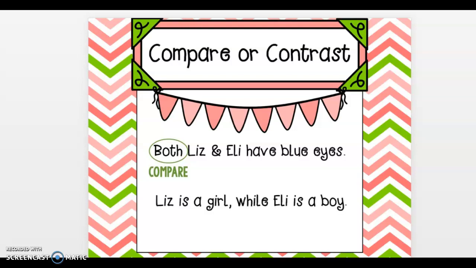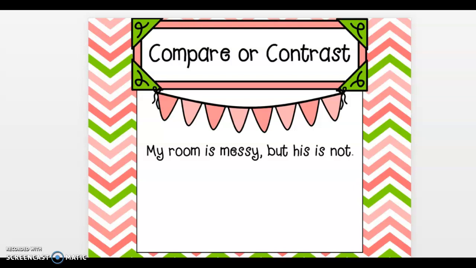Okay, next sentence. Liz is a girl while Eli is a boy. What is the clue or hint word? While. Okay, and is it comparing or contrasting? That is correct. It is contrasting because it's saying Liz is a girl and Eli is a boy. Next sentence. Sorry, the dogs are being noisy. Tuck, stop it. My room is messy, but his is not. What's the clue or hint word? But. And is it comparing or contrasting? It is contrasting because it's saying one is messy and the other one isn't.